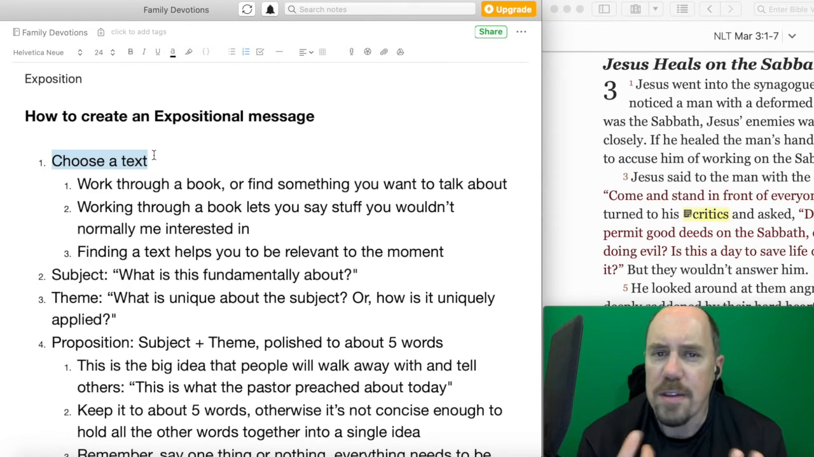So choose a text. There's a couple of ways you can do this. You can work through a book, or you can find something that you want to talk about. There are benefits to both ways.